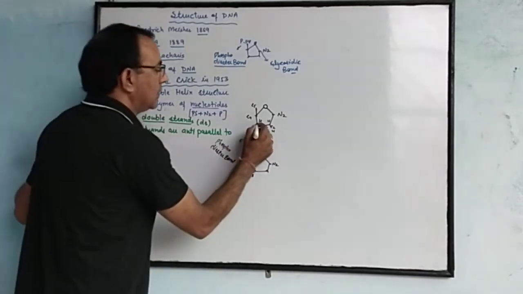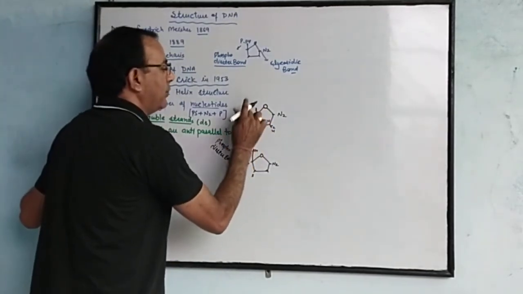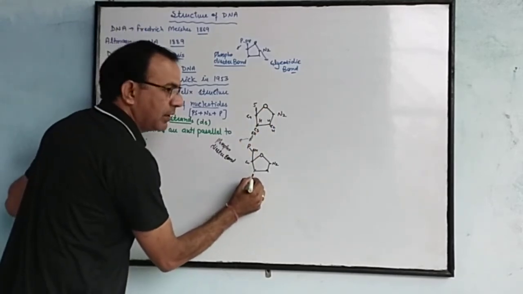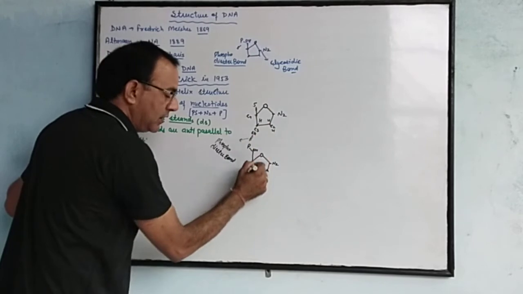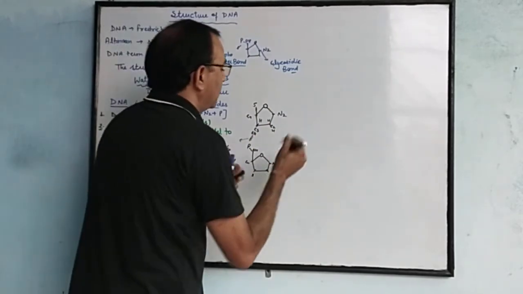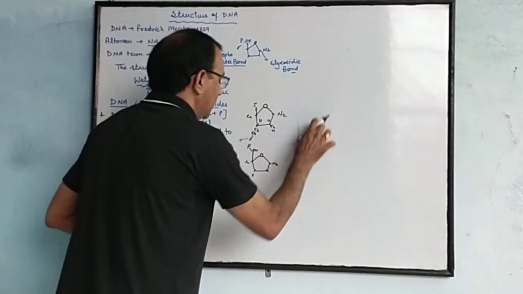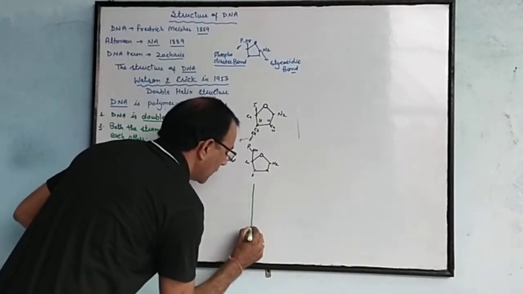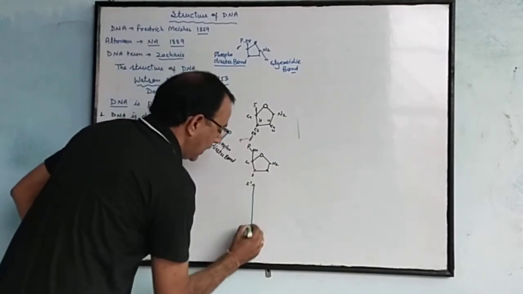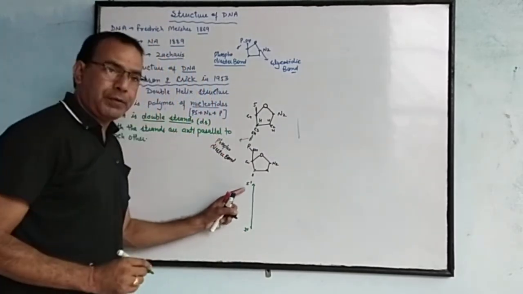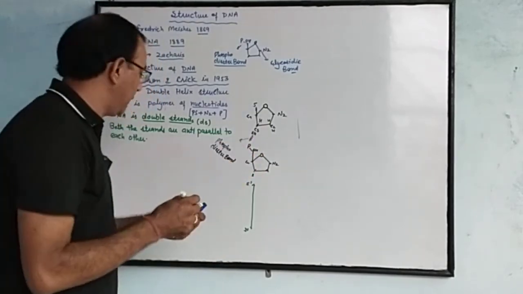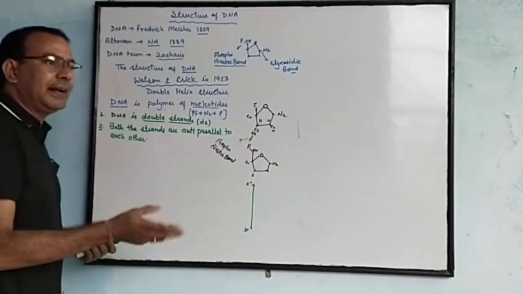One strand means here is carbon number 5, the fifth carbon is free here, and this one contains carbon number 3. If we join a line, then we can take the diagram as one strand. This one has polarity: the fifth carbon present here, and this one is the third, free 5' and 3'. This is the one strand, and we know that both the strands are anti-parallel.